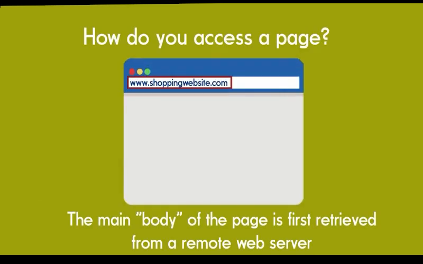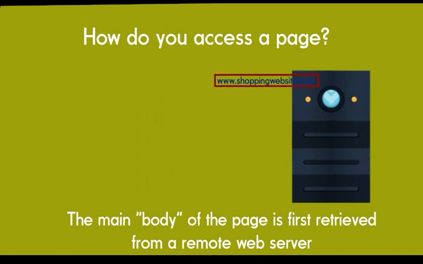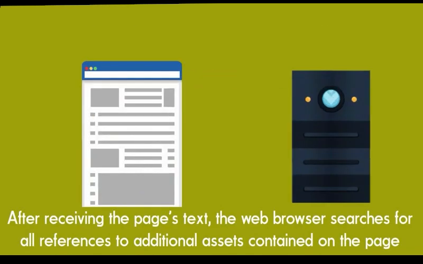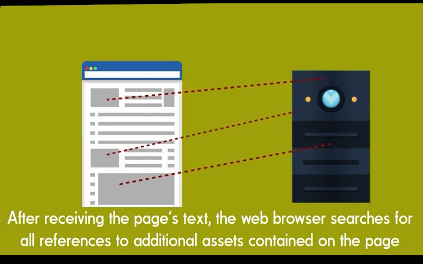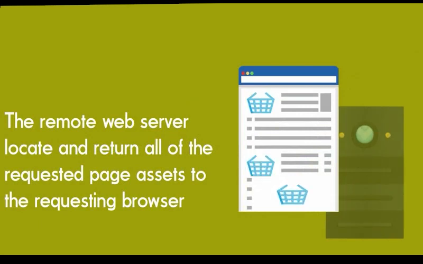The main body of the page is first retrieved from a remote web server. After receiving the page text, the web browser searches for all the references to the additional assets contained on the page. The remote web server locates and returns all of the requested page assets to the requesting browser.